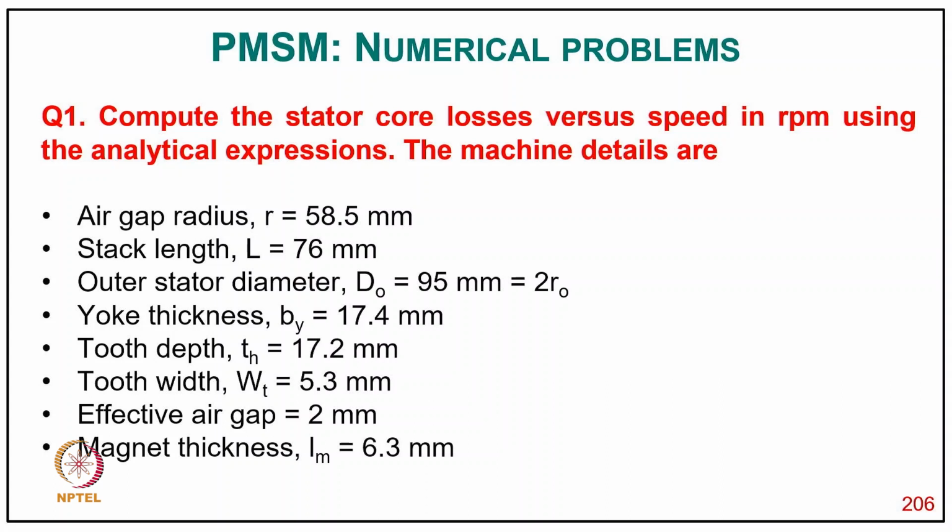Using the analytical expression, the machine details are: air gap radius R equal to 58.5 millimeter, stack length L equal to 76 millimeter, outer stator diameter DO equal to 95 mm, that is 2R0. Yoke thickness BY equal to 17.54 millimeter, tooth width TH equal to 17.2 millimeter, and tooth width W2 equal to 5.3 millimeter, effective air gap length 2 millimeter, magnet thickness LM equal to 6.3 mm.